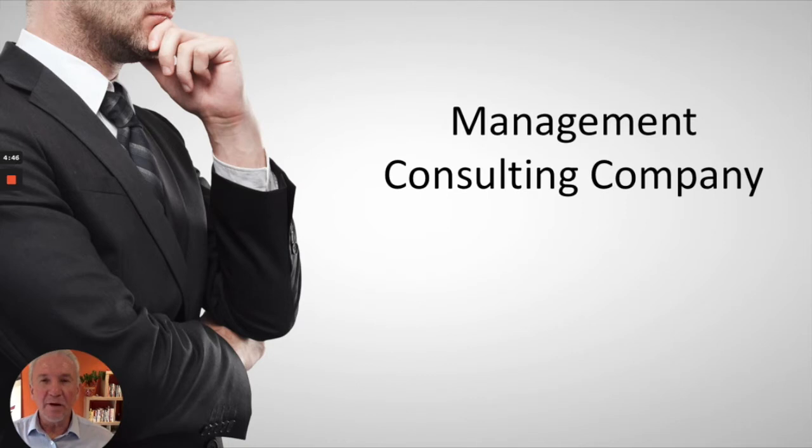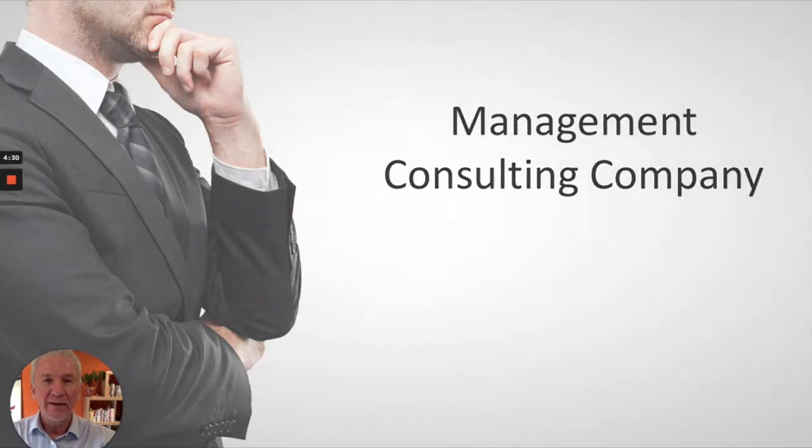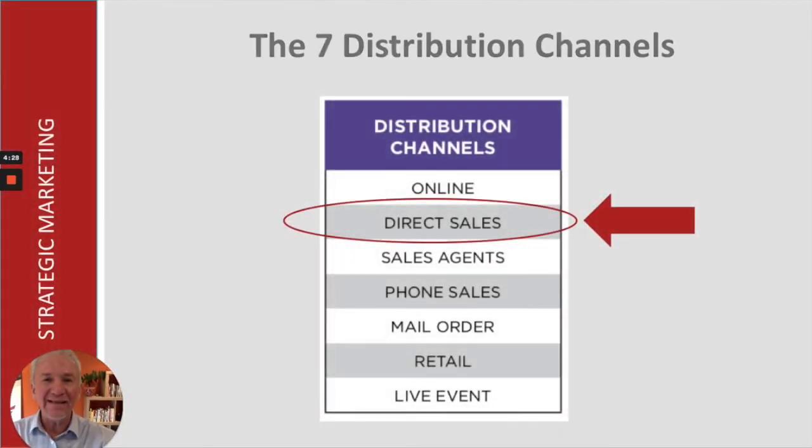Here's an example of a management consultant targeting small business owners. His end result is to meet with prospects face-to-face in a sales meeting. Well, a face-to-face meeting is known as a direct sales distribution channel. This is where the actual sale takes place. So that's always the first thing every small business owner must identify. Where will the actual sale take place?